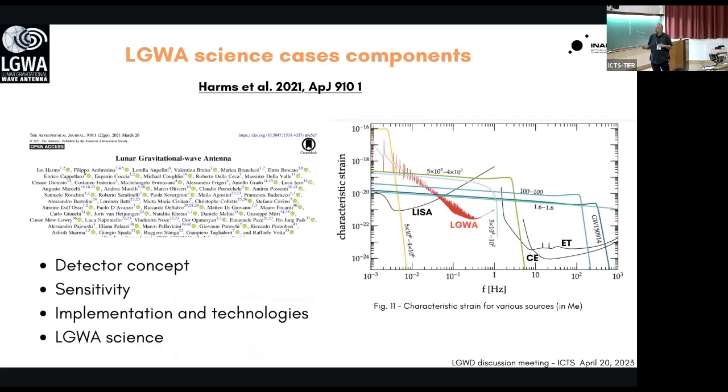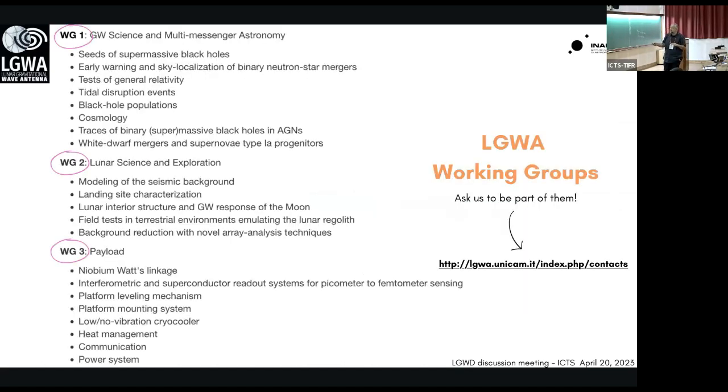So with that in mind, and also having in mind that some sort of white paper was already put together by Jan when this concept was presented for the first time, where we showed the detector concept, some initial sensitivity plot, and the science that we can do with this instrument was already done. So building on that, we can start to do our white paper. And the first thing is to divide our, let's say, community in working groups, with each working group related to a different topic.